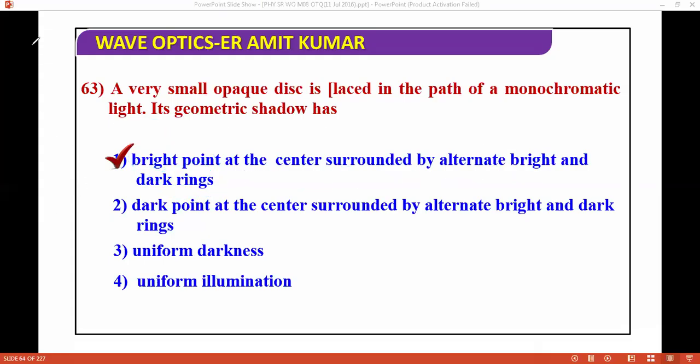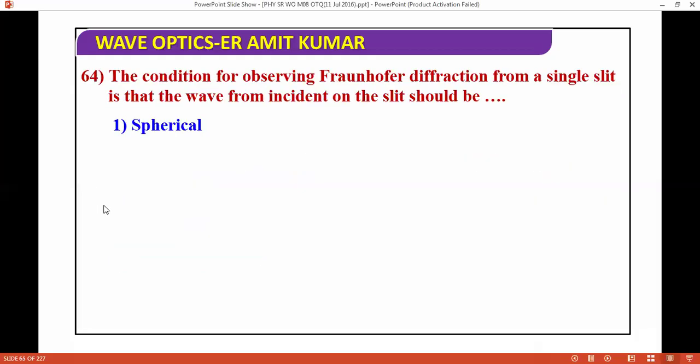Next question I am moving ahead: the condition for observing Fraunhofer diffraction from a single slit is that the wave incident on the slit should be spherical, cylindrical, or plane. The condition for observing Fraunhofer diffraction from a single slit is that the wave incident on the slit should be plane. Fraunhofer is at infinite distance, so even a spherical or cylindrical wave looks like a plane wave.